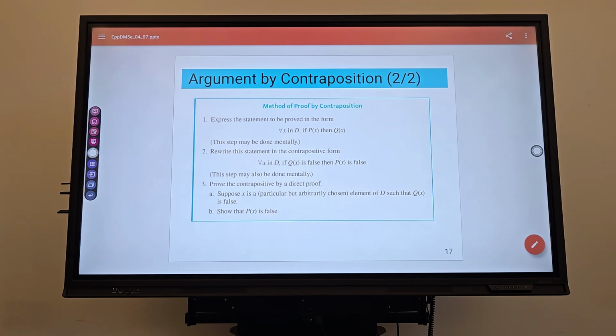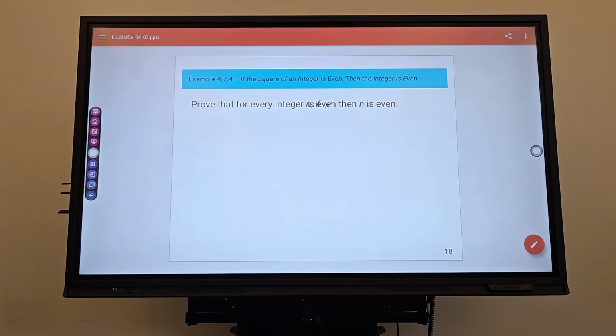So you suppose x is an element of D such that Q of x is false, and then show that P of x is false. These slides don't always show up very good.